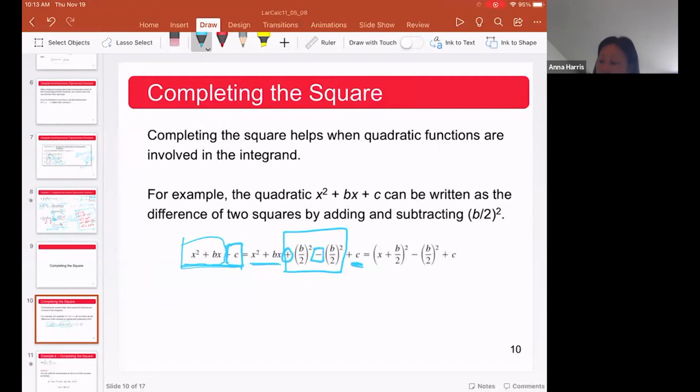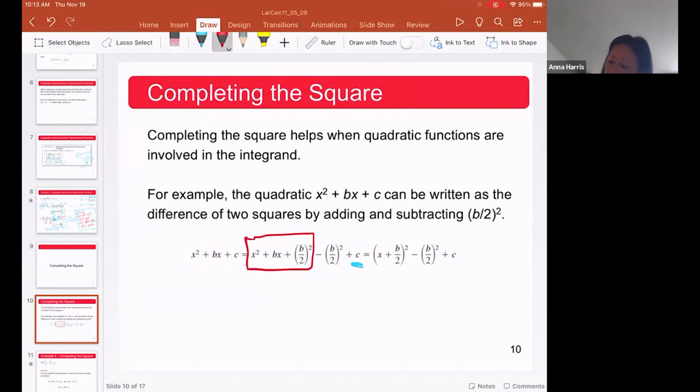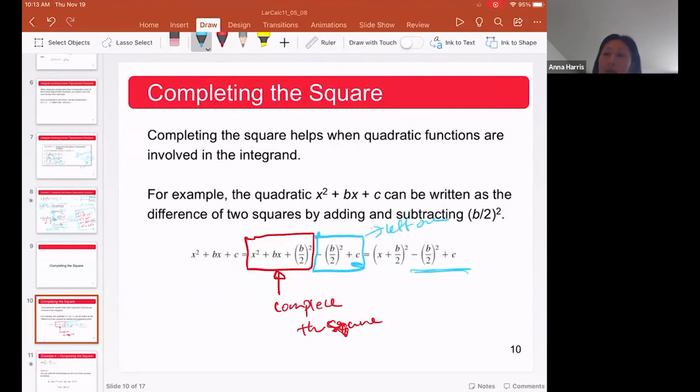When you complete the square, then you get x plus b over 2 squared, which means this will complete the square. And then the other one, this is left over. So you write down over here that's just the constant term, okay?